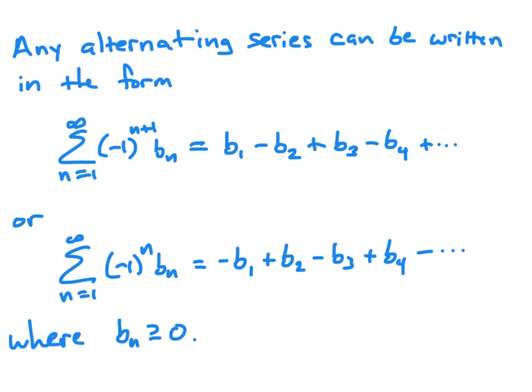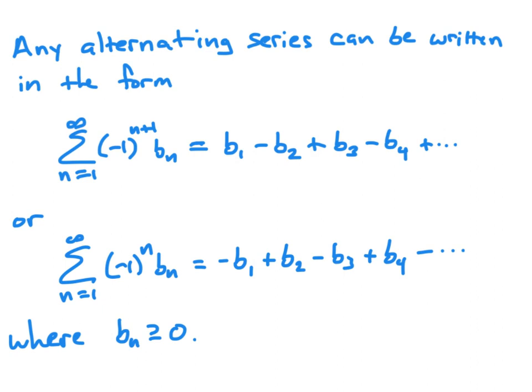To make this idea more explicit, we're going to state that any alternating series can always be written in one of the following two forms. Either the sum n equals 1 to infinity of (-1)^(n+1) times b sub n, where b sub n is a non-negative term for all n, or as the sum n equals 1 to infinity of (-1)^n b sub n, where again b sub n is some non-negative term. These two different forms are very similar. The only difference is whether the first term in the series is positive, as in the first case, or negative, as in the second.